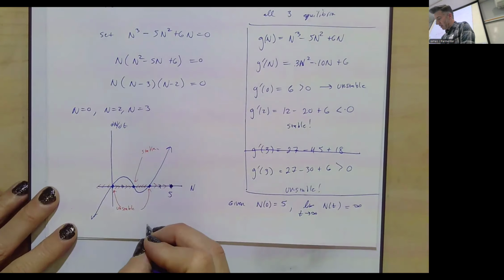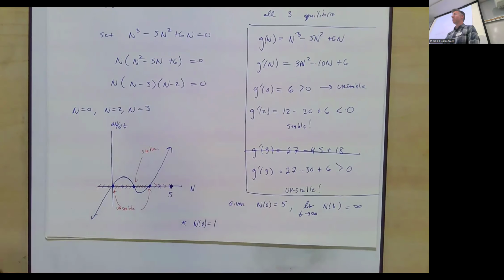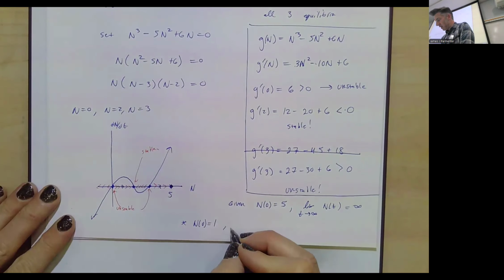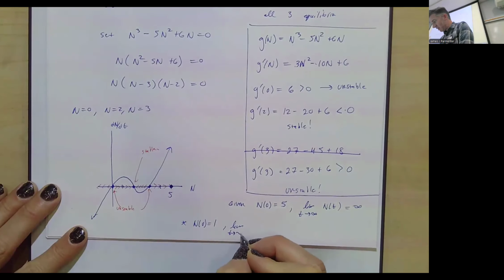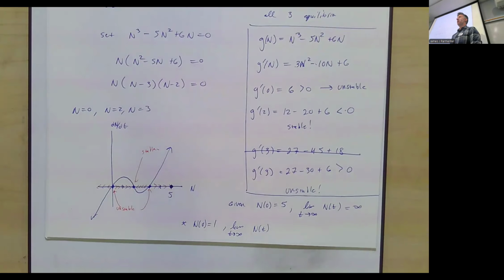Now, what if we change it up just slightly? What if I said in this other case, n of 0 is equal to 1? Now, what's the limit as t approaches infinity of n of t? Write down the answer you think it should be, or think of the answer if you don't want to write it down.